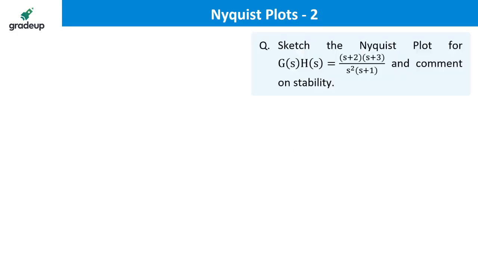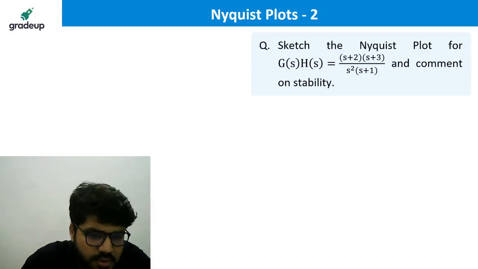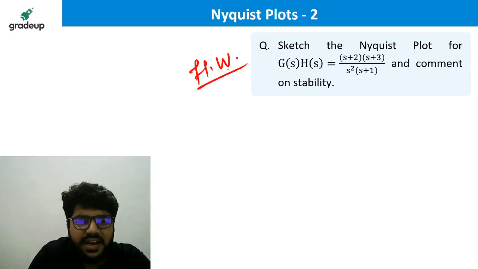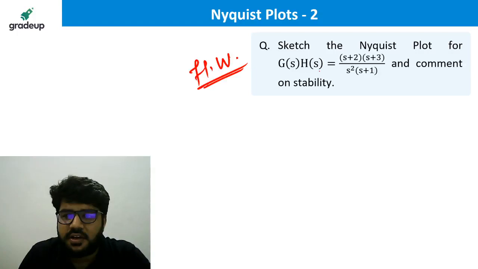This is just verification. And guys, it's high time. We'll stop now. It's approaching 6:40. So we'll definitely stop. I shall give you one homework. Try it out. We'll solve this tomorrow. Sketch the Nyquist plot for GSHS equal to (S plus 2)(S plus 3) upon S square (S plus 1) and comment on stability.